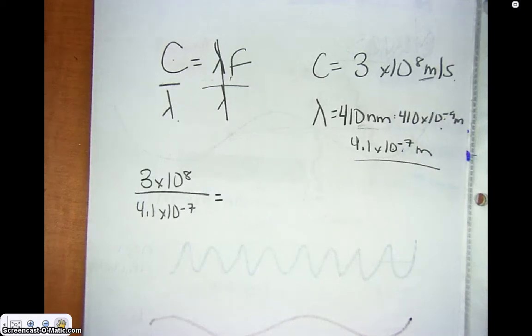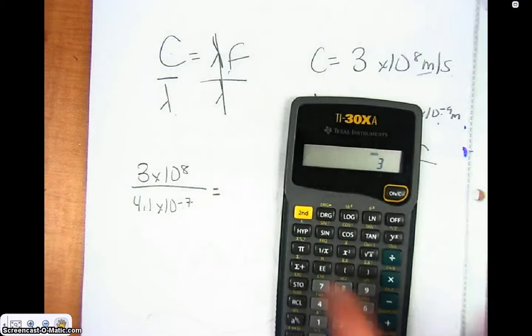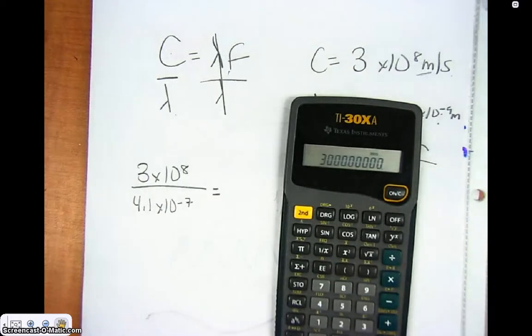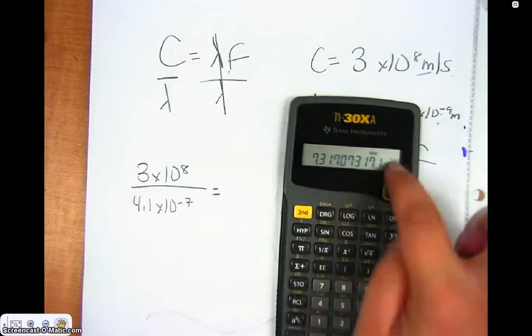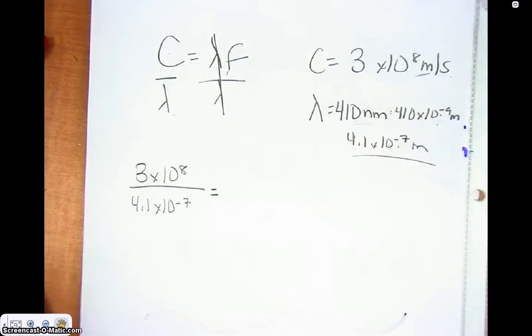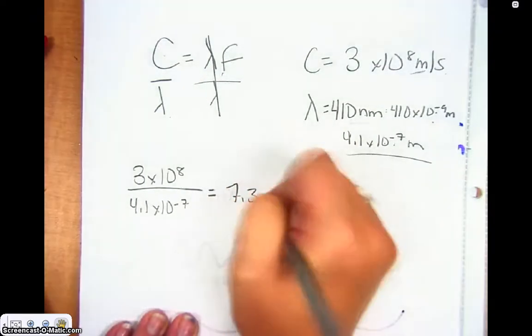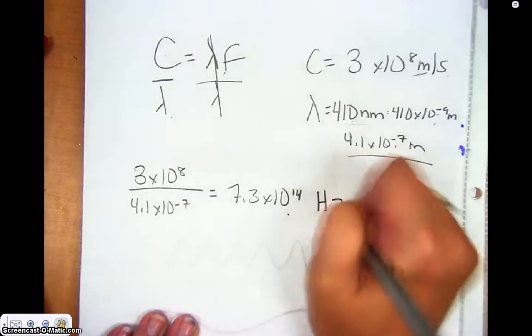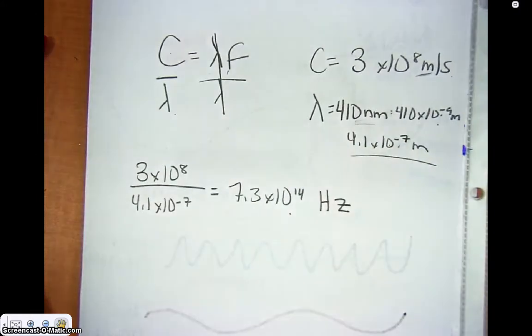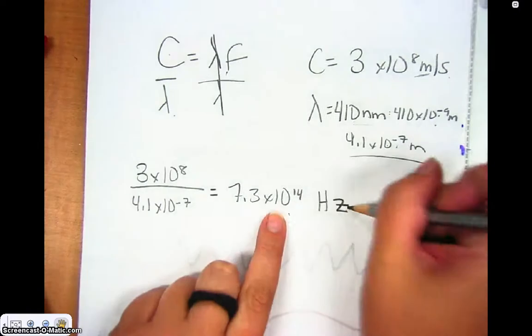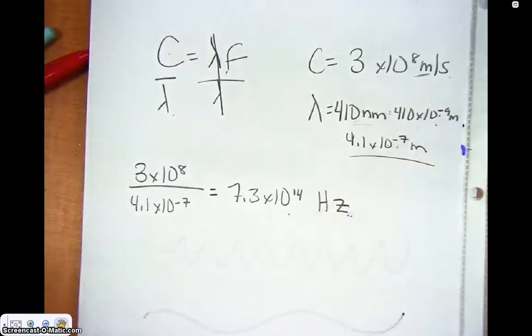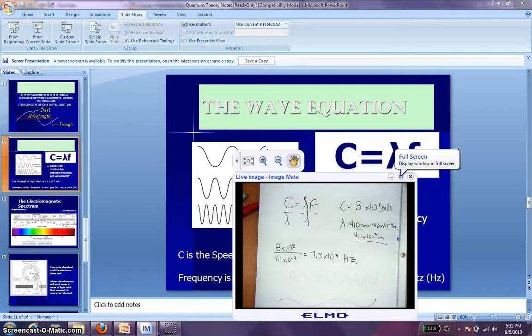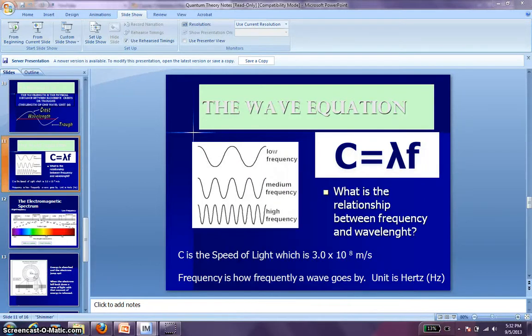So again, we've got to use our scientific notation key. 3 e to the 8th divided by 4.1 e to the negative 7th gives me 7.3 times 10 to the 14th. 7.3 times 10 to the 14th. And that's frequency, and remember I said frequency is hertz, right? And that, remember, relates to the energy. So that's going to be the next step. So now I can go from wavelength of light to energy, or to frequency of light.